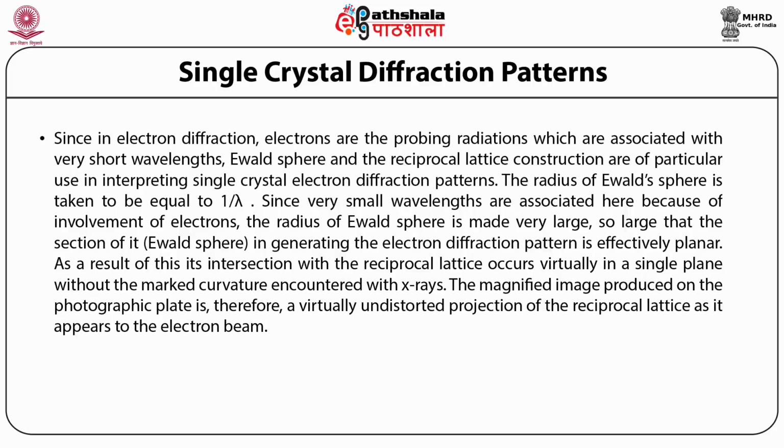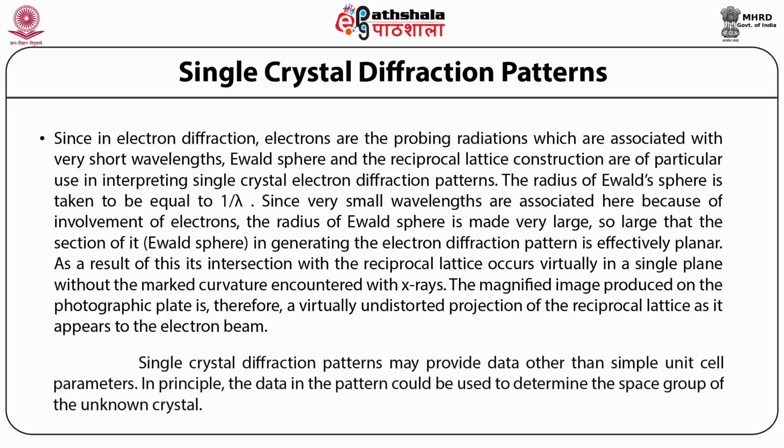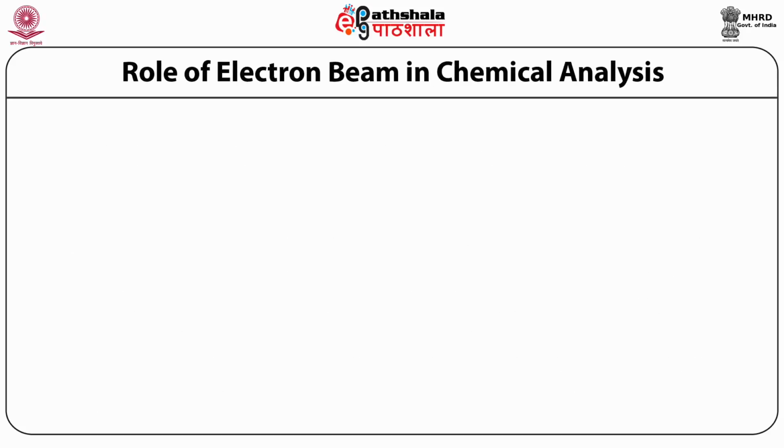The magnified image produced on the photographic plate is therefore a virtually undistorted projection of the reciprocal lattice as it appears to the electron beam. Single crystal diffraction patterns may provide data other than simple unit cell parameters. In principle, the data in the pattern could be used to determine the space group of the unknown crystal. Now let us know about the role of electron beam in chemical analysis.